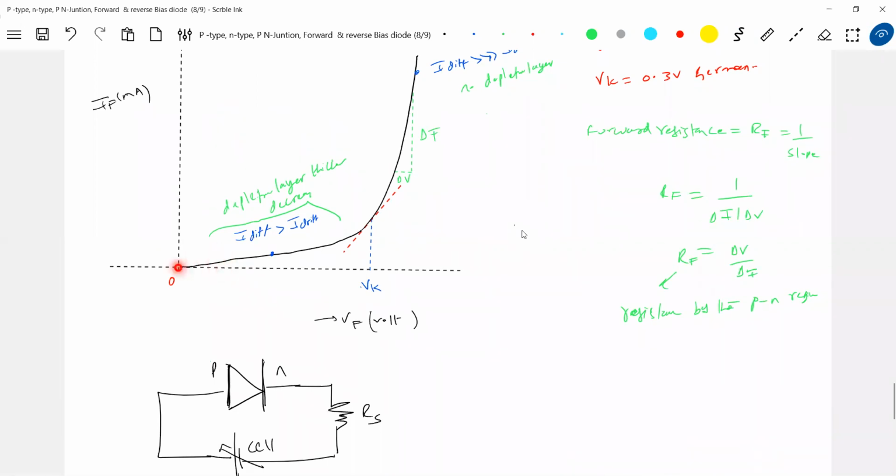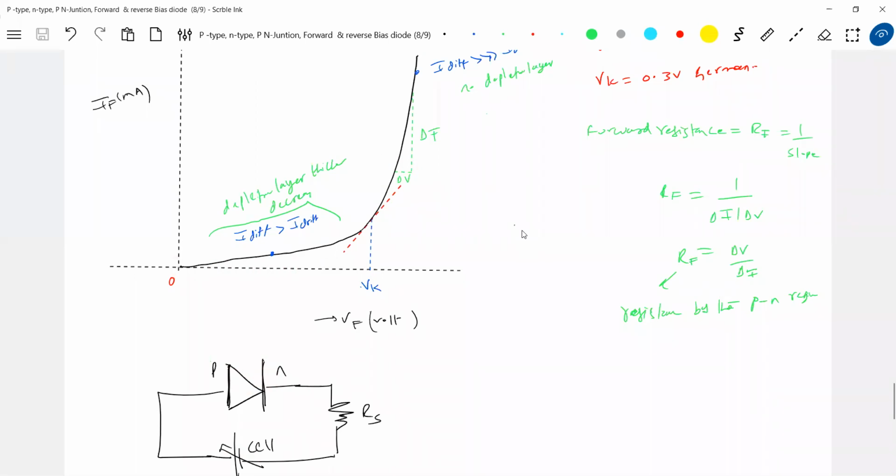Earlier, let's assume 100 majority carriers were flowing. Here how many will there be? More than 100, because the barrier potential has slightly decreased. Here how many? 300, 400, 500, 600. Almost no barrier potential will remain. So as we increase the bias, the barrier potential will keep on decreasing.